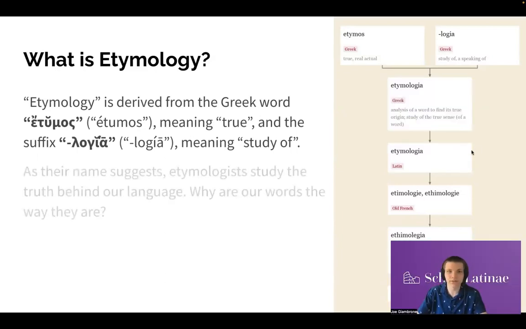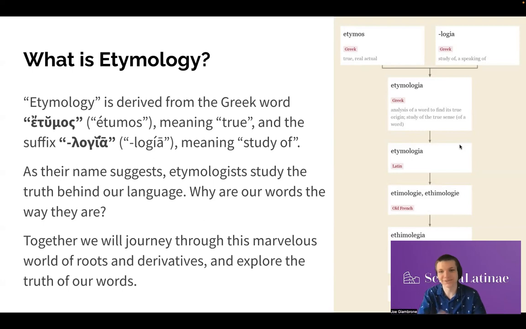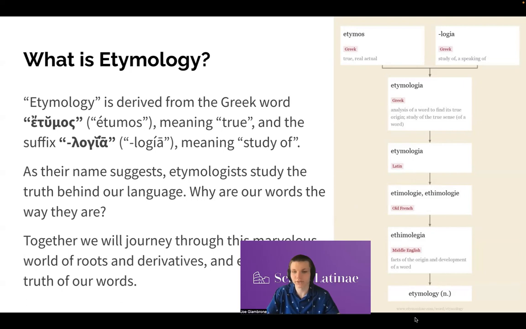And so we're studying why our words are the way they are. Why does etymology mean the study of truth? Like how did those words come from those languages down to English? And so welcome to this journey of roots and derivatives and truth. And so yeah, again, this is from this website Etymonline, which I'll talk more about later. Let me turn on my laser pointer. It's the online etymology dictionary.